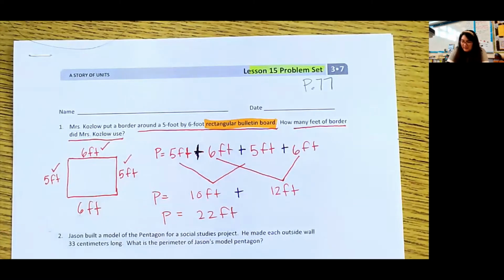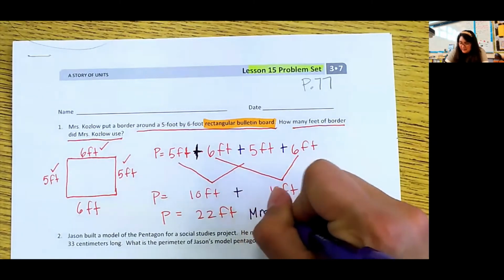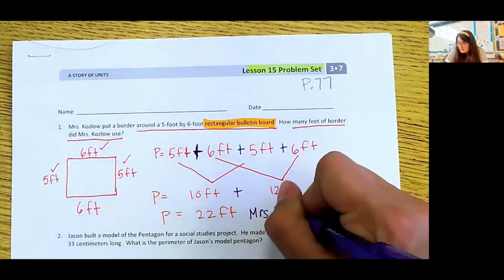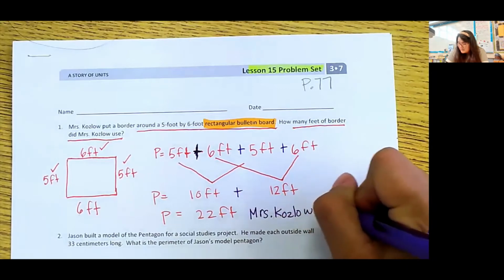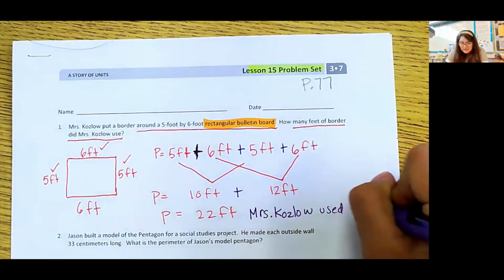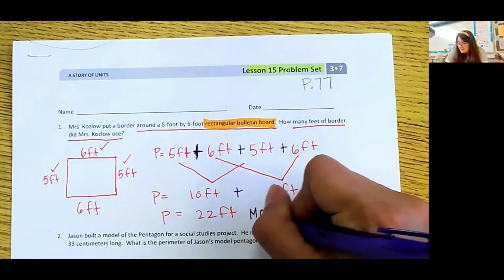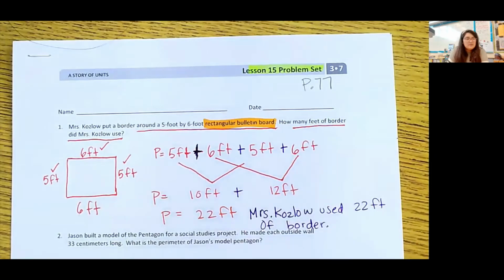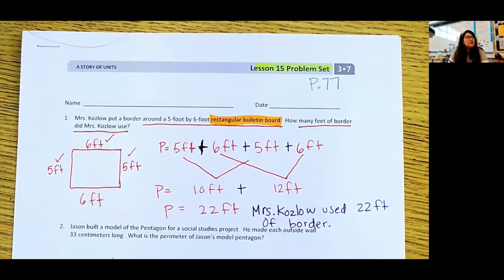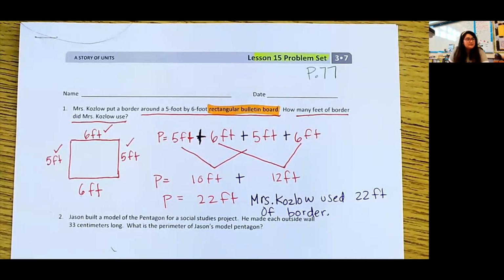And then I'm going to write my sentence. Mrs. Coslow used 22 feet of border. If you need more time to check your work or to copy that, go ahead and pause the video. Okay, let's look at the next one.